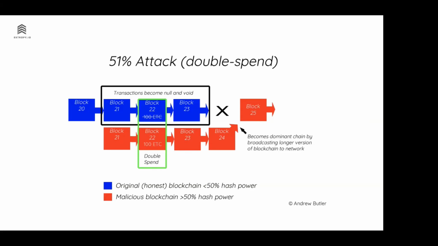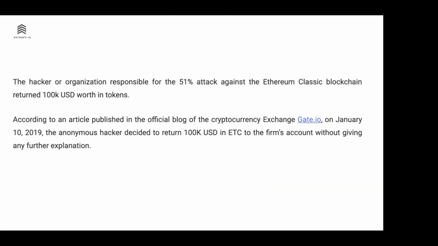So suddenly he still had his ETC, he still had his cryptocurrency, but he also had the fiat currency that had been given to him by the exchange. So effectively, he'd done a double spend. And this is the classic way of doing a double spend attack. And he got away with this.